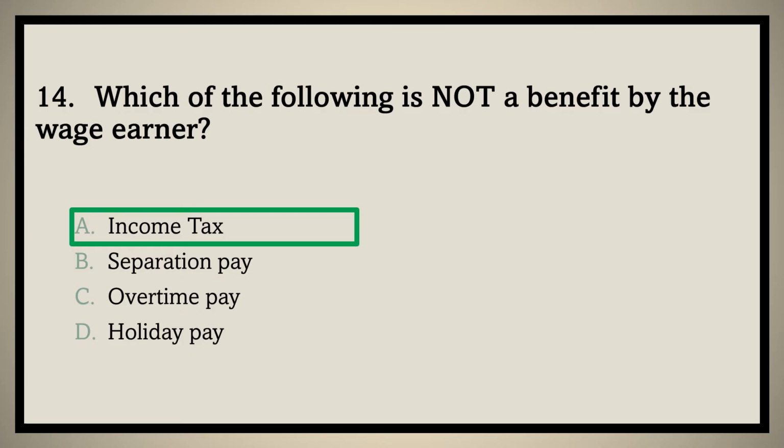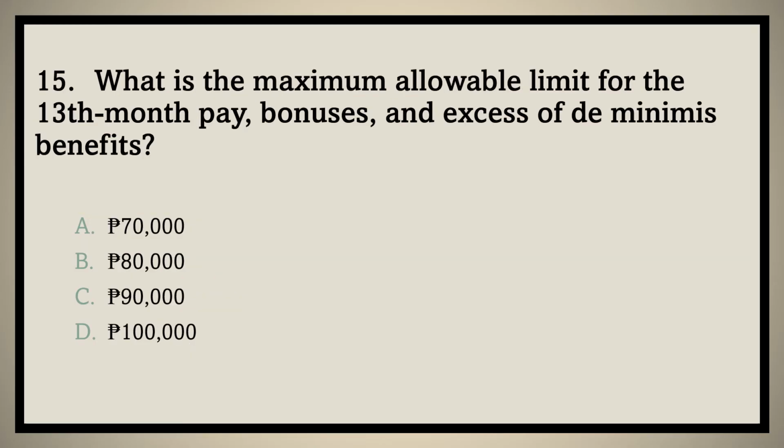Income tax. 15. What is the maximum allowable limit for the 13th month pay, bonuses, and excess of de minimis benefits? A. 70,000 pesos. B. 80,000 pesos. C. 90,000 pesos. D. 100,000 pesos. The maximum allowable limit for the 13th month pay, bonuses, and excess of de minimis benefits in the Philippines is 90,000 pesos.